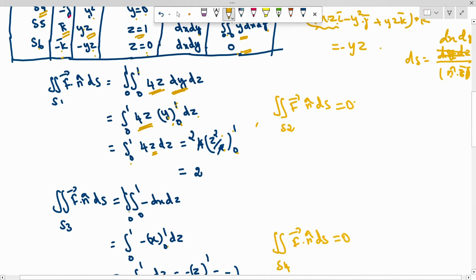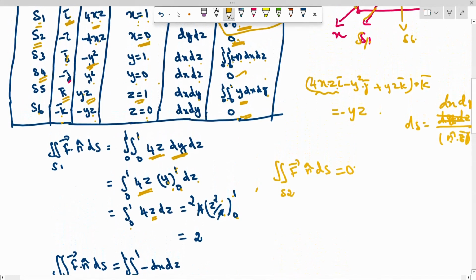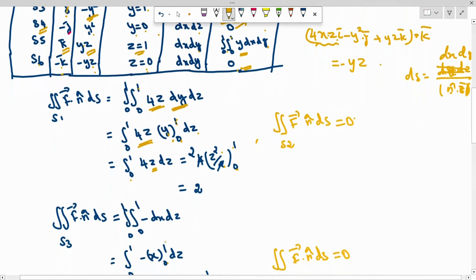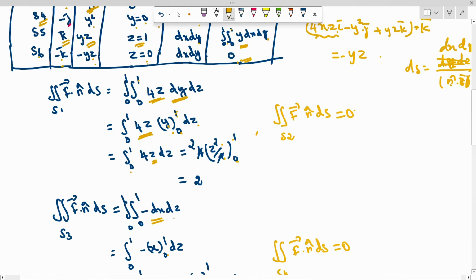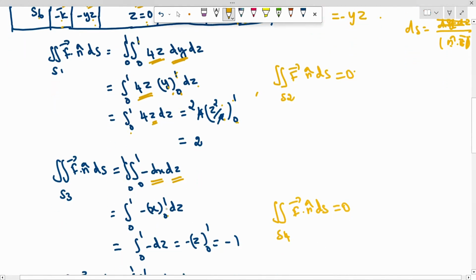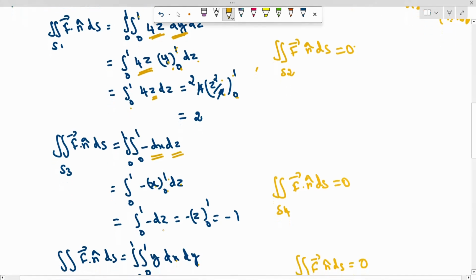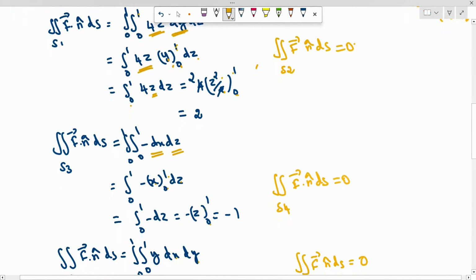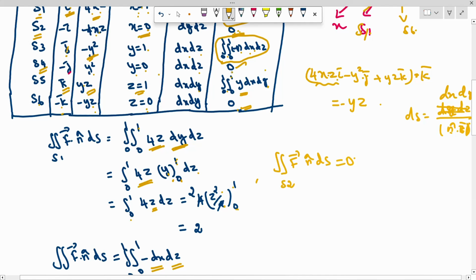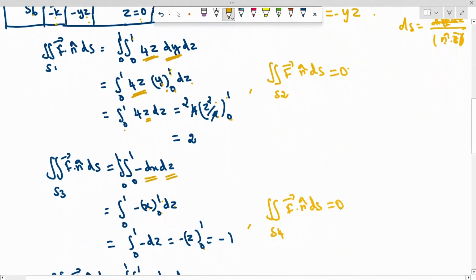Next surface 3. Surface 3 is double integral 0 to 1, 0 to 1 minus dx dz. First integrate with respect to dx and dz, will get the answer. If you are integrating this minus x 0 to 1 dz, then apply limit 1, we will get 1 only, minus dz, and integrate, we will get z 0 to 1, answer is minus 1. Surface 4 value is 0 because surface already written here 0 means the integration value also 0.